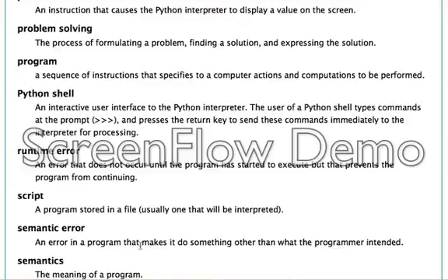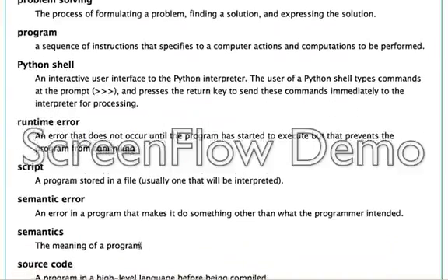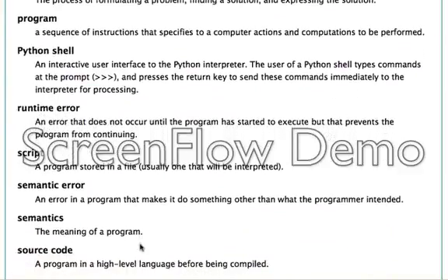Python shell: an interactive user interface to the Python interpreter. The user of a Python shell types commands at the prompt, three angle brackets, and presses the return key to send these commands immediately to the interpreter for processing. Runtime error: an error that does not occur until the program has started to execute, but that prevents the program from continuing. Script: a program stored in a file, usually one that will be interpreted.